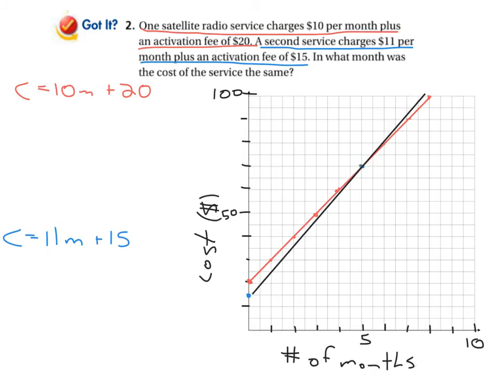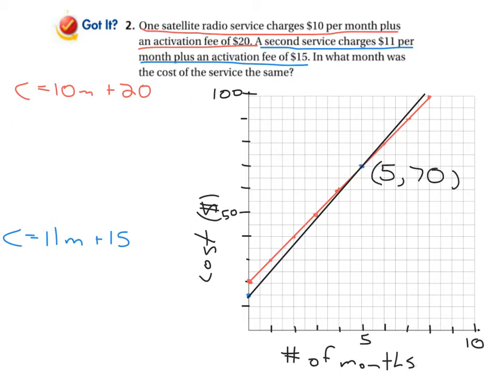And I can adjust for this graph. I can grab and adjust to make sure that it lands exactly where I want it to land, okay? But you see that they're crossing there at the coordinates of 5 months for time, comma, $70 for the total cost.